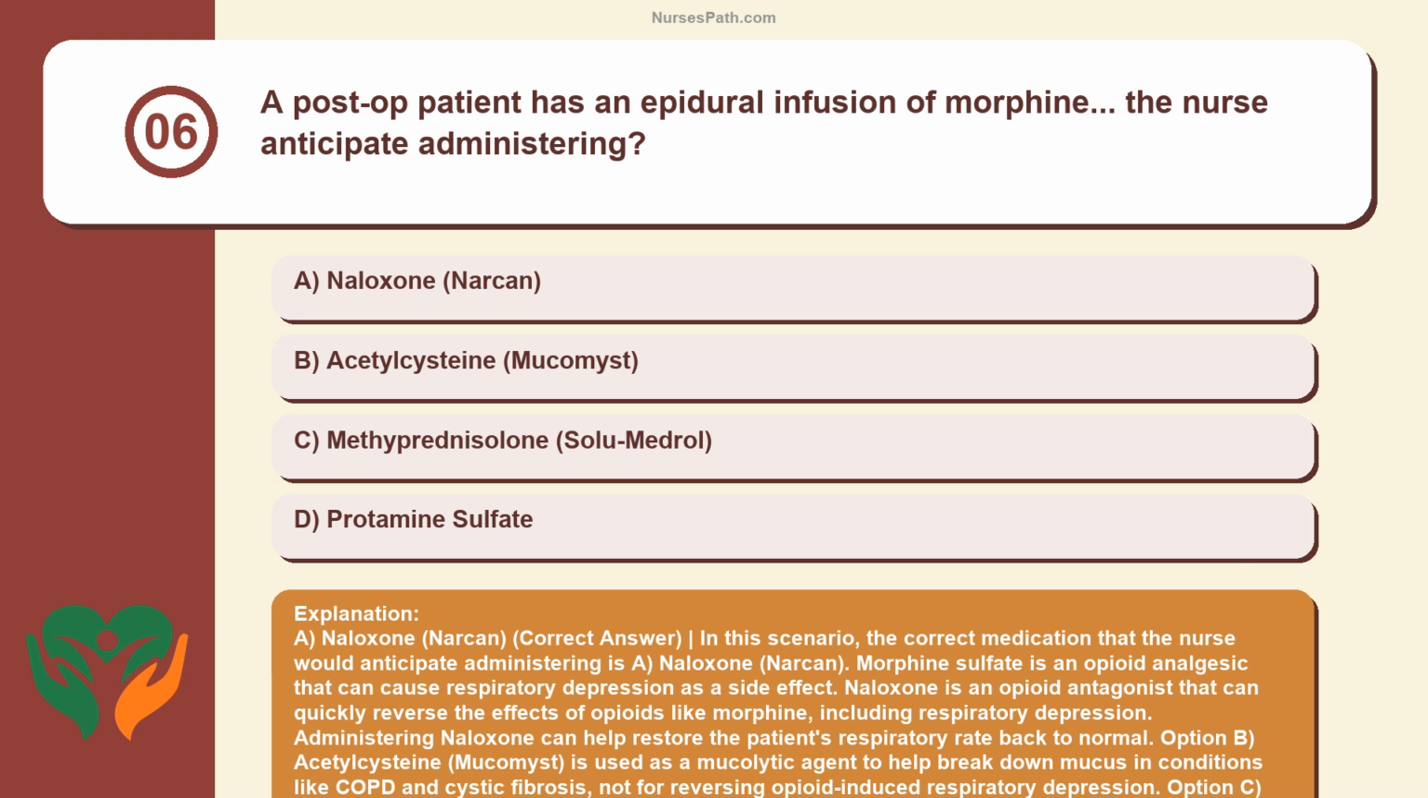Option C, methylprednisolone, Solu-Medrol, is a corticosteroid used for its anti-inflammatory properties and would not be the appropriate intervention for opioid-induced respiratory depression. Option D, protamine sulfate, is used to reverse the effects of heparin, an anticoagulant, and is not indicated for opioid overdose. In an educational context, it is crucial for nurses to be able to identify signs of opioid overdose, such as respiratory depression, and know the appropriate interventions such as administering naloxone. Understanding pharmacological interventions for common postoperative complications is essential for providing safe and effective patient care in pediatric nursing.